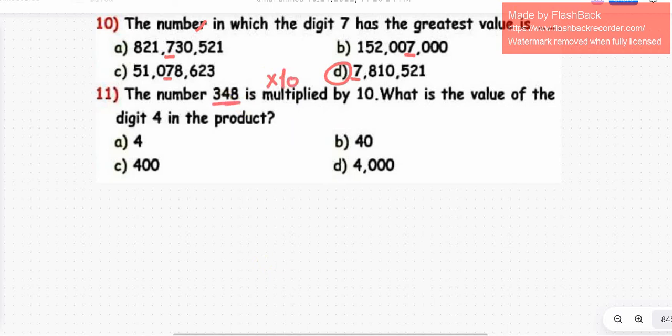Okay, for this number. What is the value of digit 4 in the product? Product means the answer of times. When we make times 10, the answer will be 3480. The value of 4 now, it's 400.